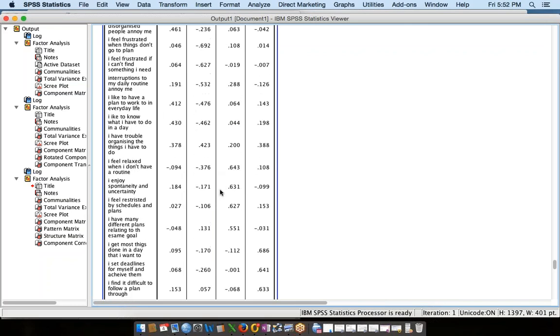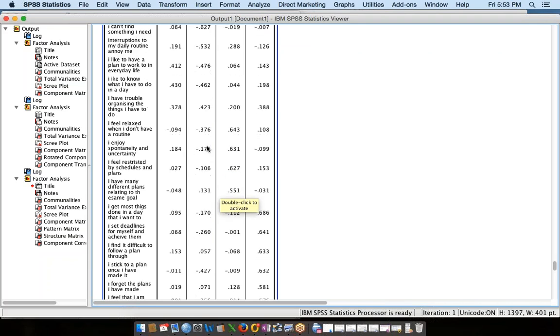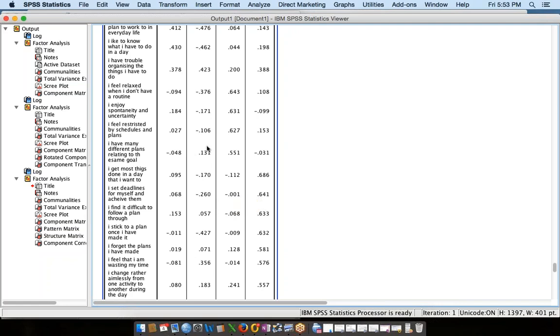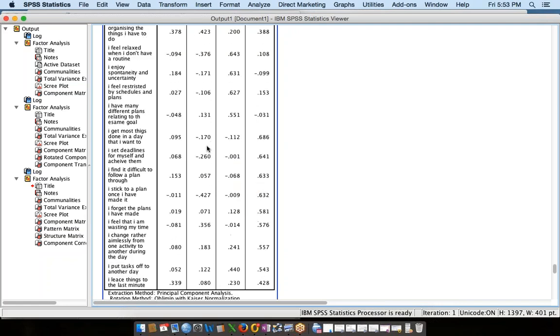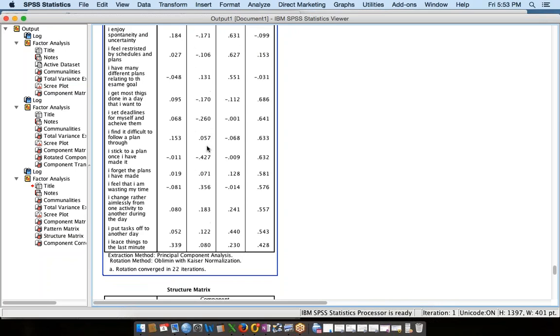Okay, frustration, interruption, having a plan still highly loads. It appears to be very, very similar to the prior structure. And typically with direct Oblimin, it's a bit more difficult to interpret because it is correlated, but it seems like those correlations really came through on the Varimax rotation anyway.